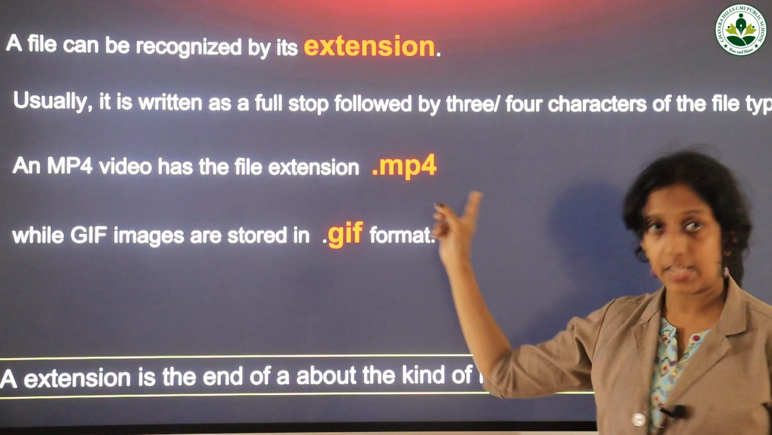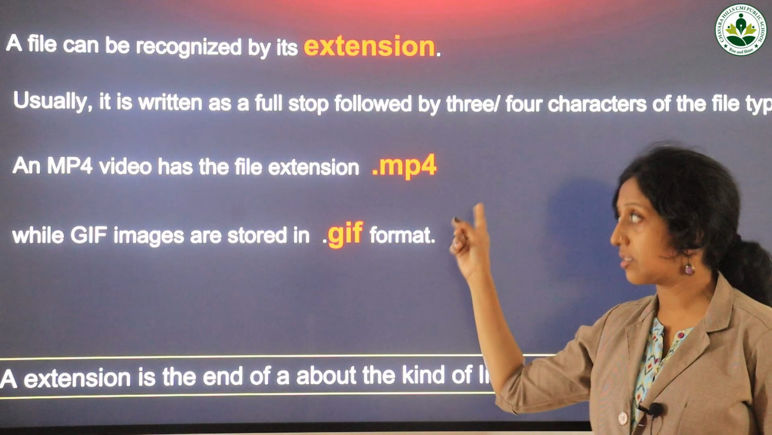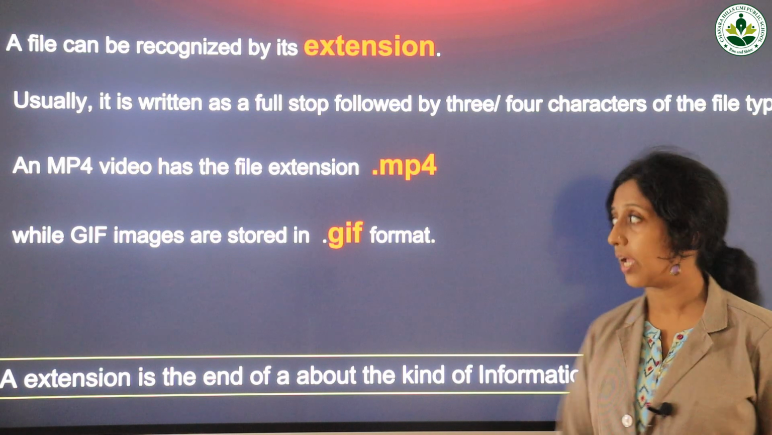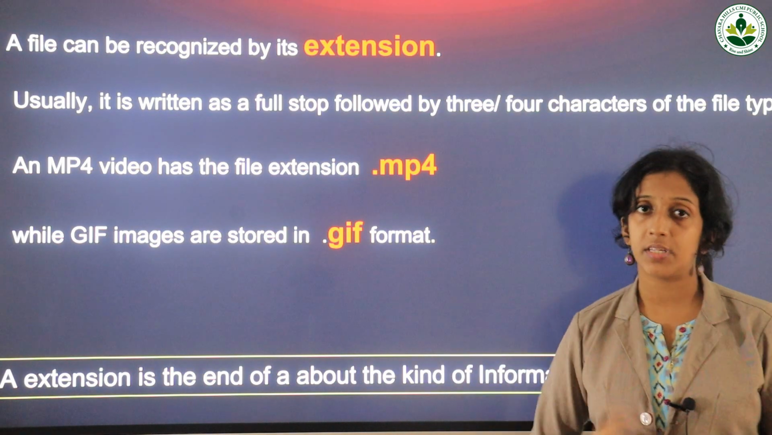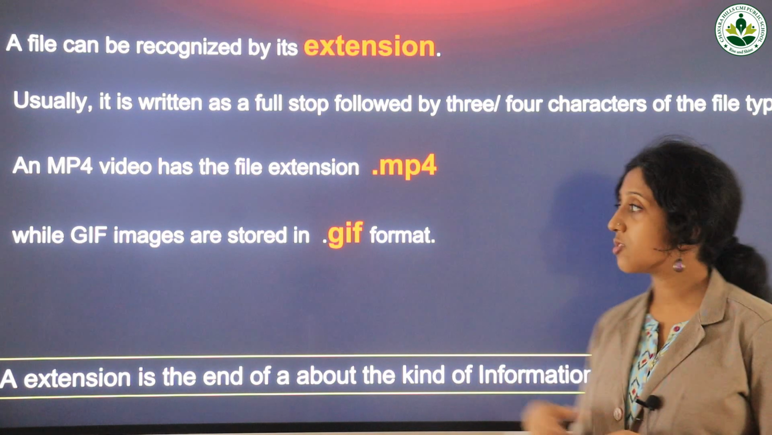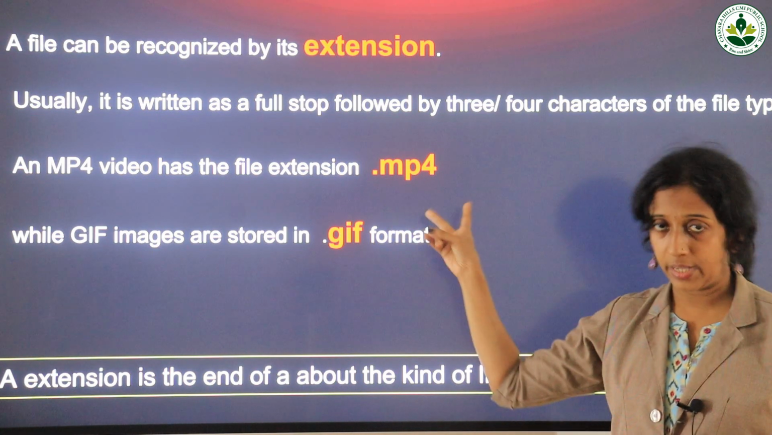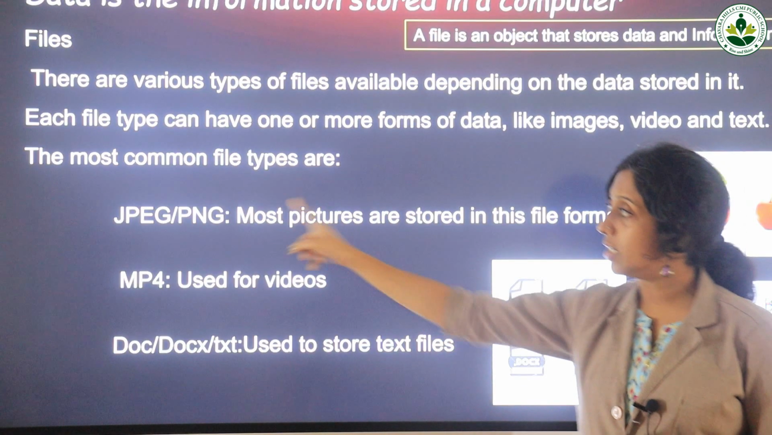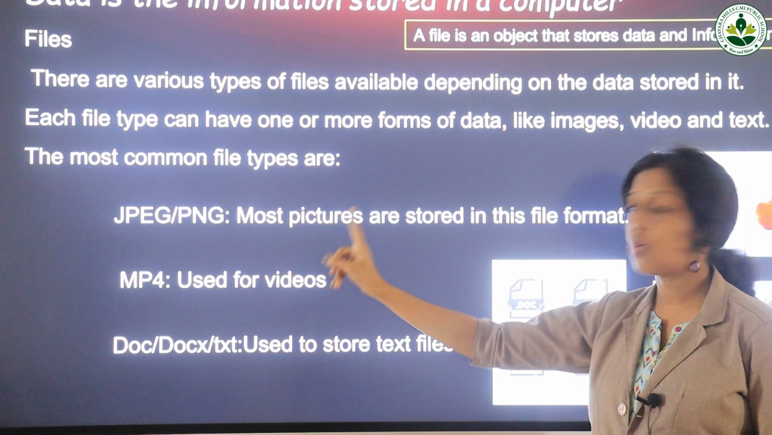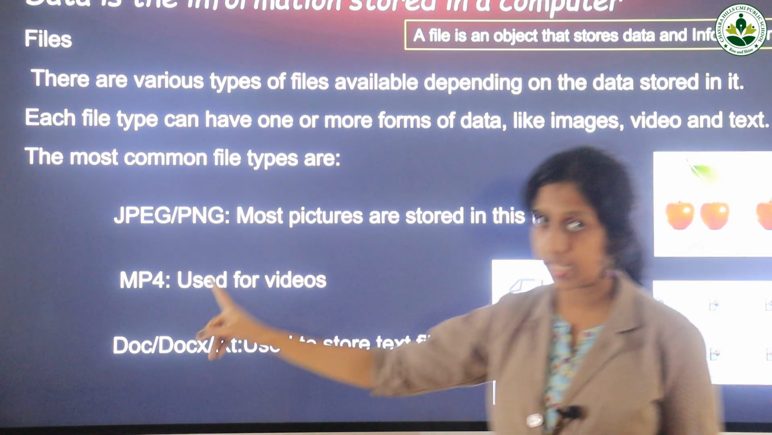And you can see these are the extensions. .mp4 is an extension, and the mp4 extension means it is a video file. .gif is an extension, that means GIF images. GIF images means images that move. So these are 2 examples of extension, and we have seen different types here. .mp4 is an extension.